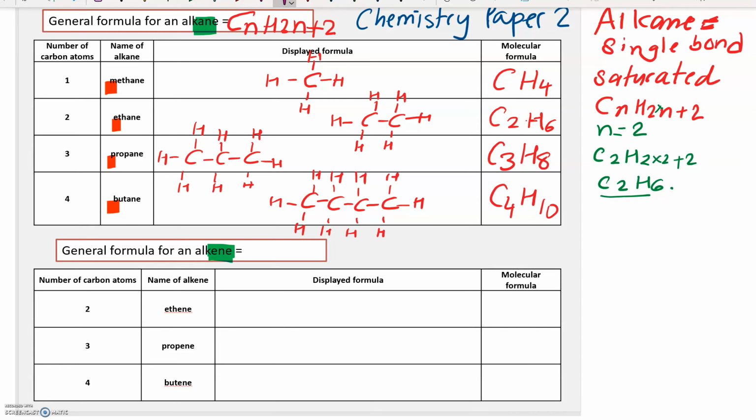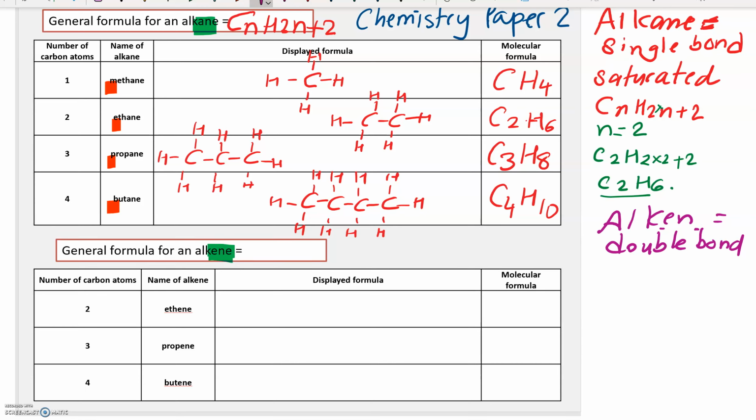Now, the difference between alkane and alkene is that an alkene has a double bond. A quick way of remembering that is that you have got 2 E's. So 2 E's equals 2 double bonds. That's one way of remembering it.